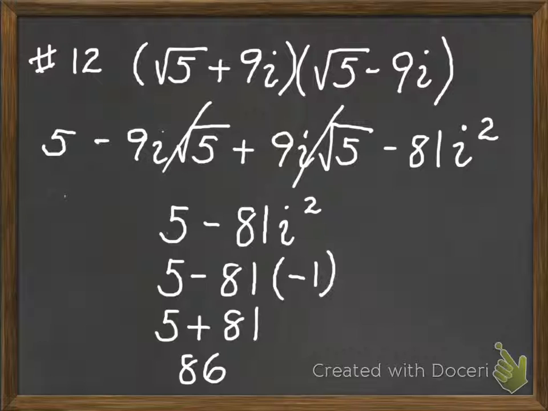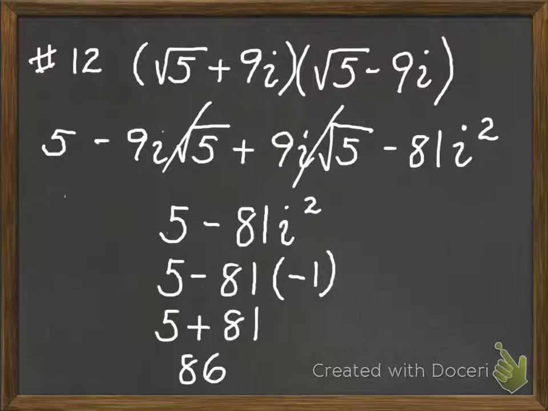And then 9i times minus 9i is minus, because we have a positive times a negative. 9 times 9 is 81, and i times i is i squared. Now as you see, the two middle terms are exactly the same with opposite signs, so they cancel because it produces 0. And we're left with 5 minus 81i squared.